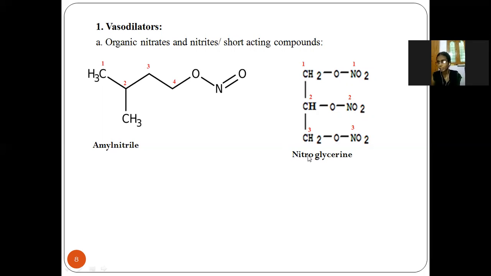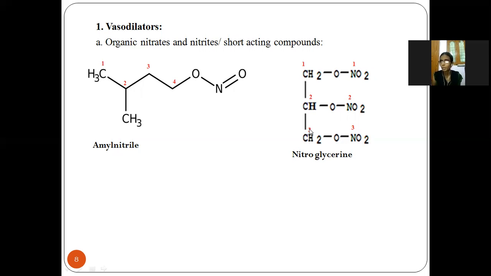Second drug is nitroglycerin. Here, if you see the structure, 3 carbon atoms are there. So 3 means propane. For this propane, 3 oxygen atoms are attached. See here, 1, 2 and 3 carbon atoms are there, and to these carbon atoms, 3 nitro groups are attached. So this is the structure of the nitroglycerin, meaning here 3 carbon atoms are there, 1, 2 and 3.